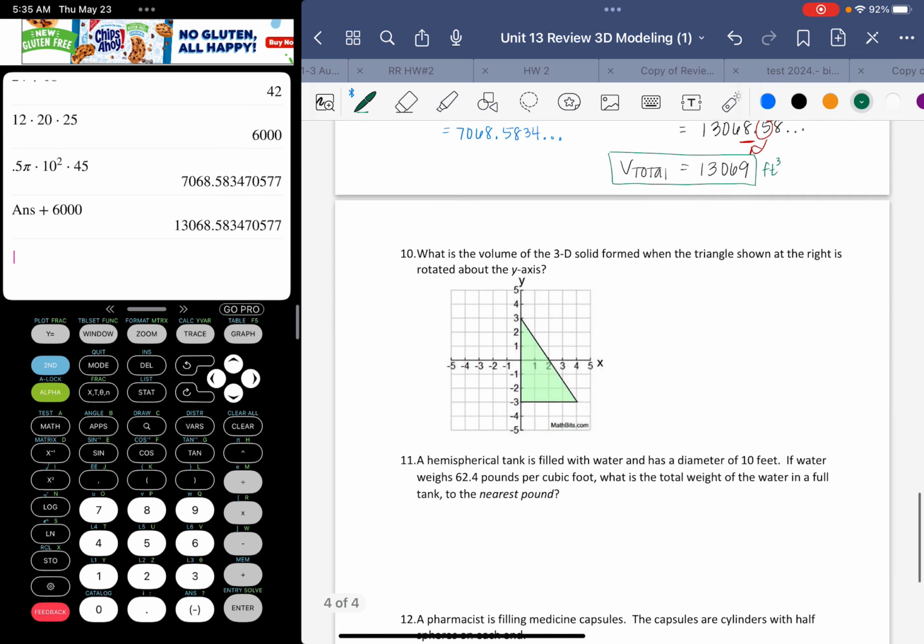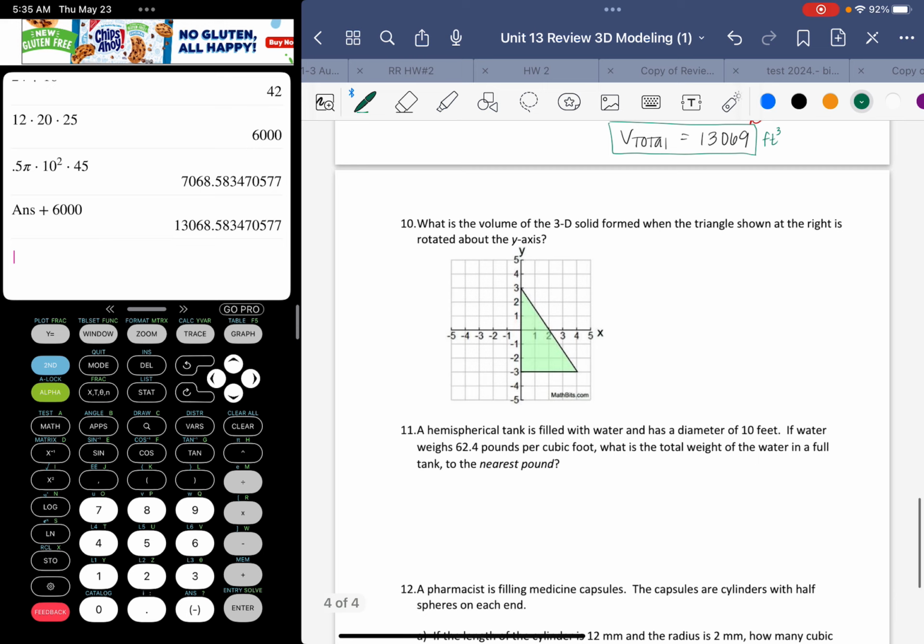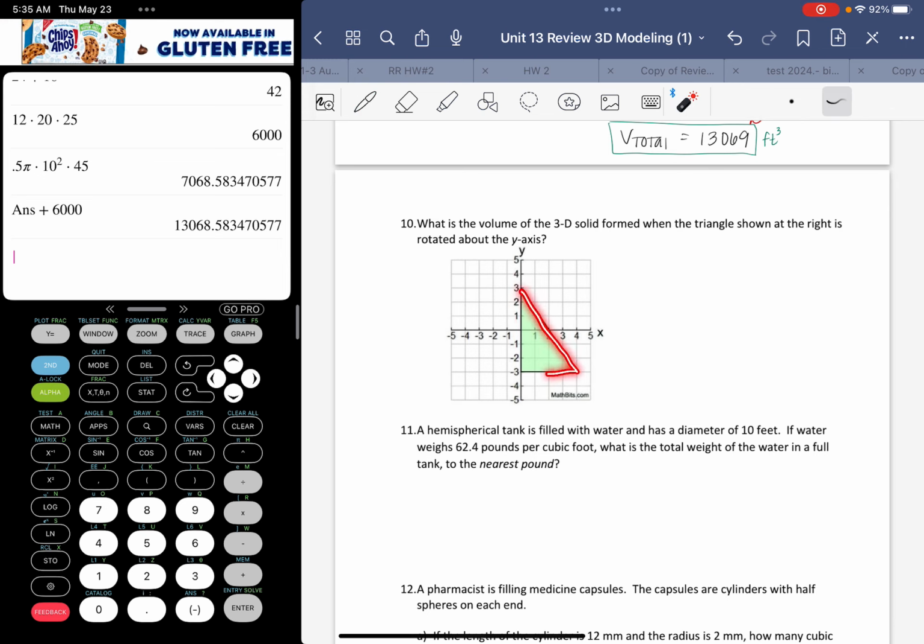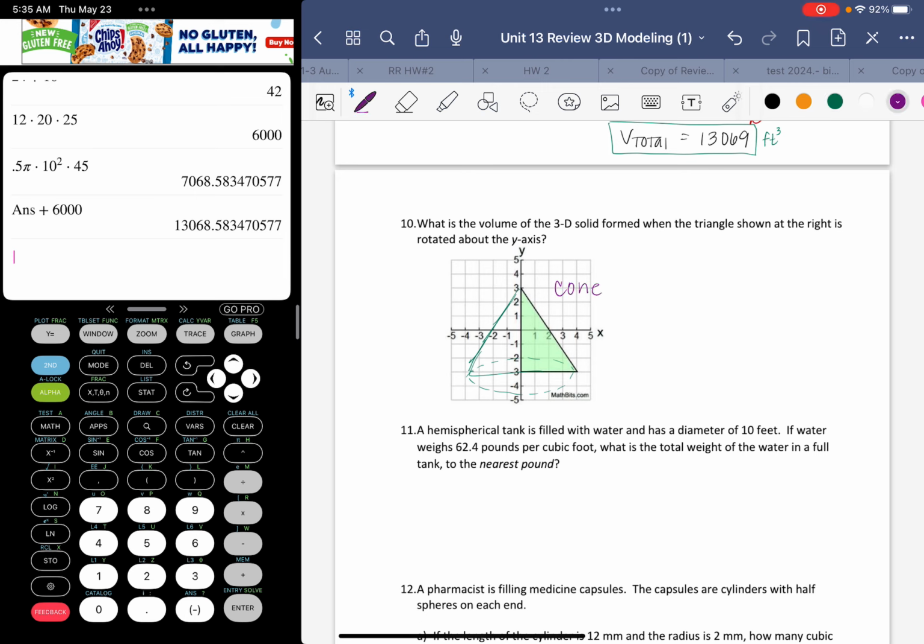All right, question number 10. What is the volume of the 3D solid formed when the triangle shown at the right is rotated about the y-axis? So if you take this triangle and you spin it around that axis, well, anytime you spin something, on the bottom, it's going to be making a circle. So if we have triangular sides and a circular bottom, the figure that we just created is a cone. So we want the volume of that cone.